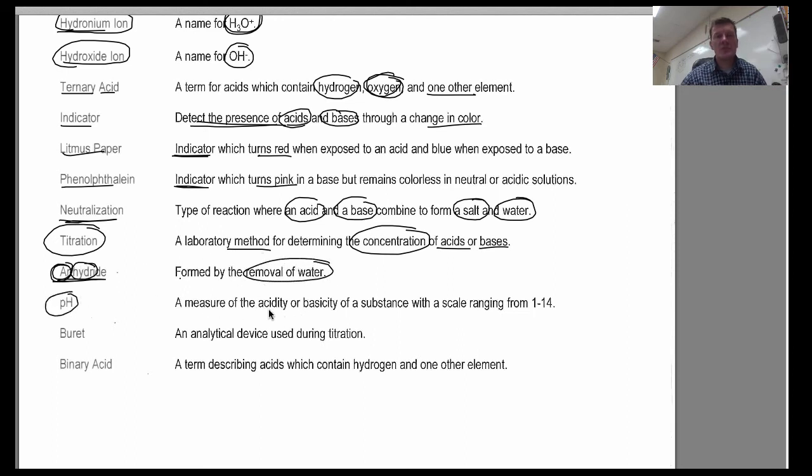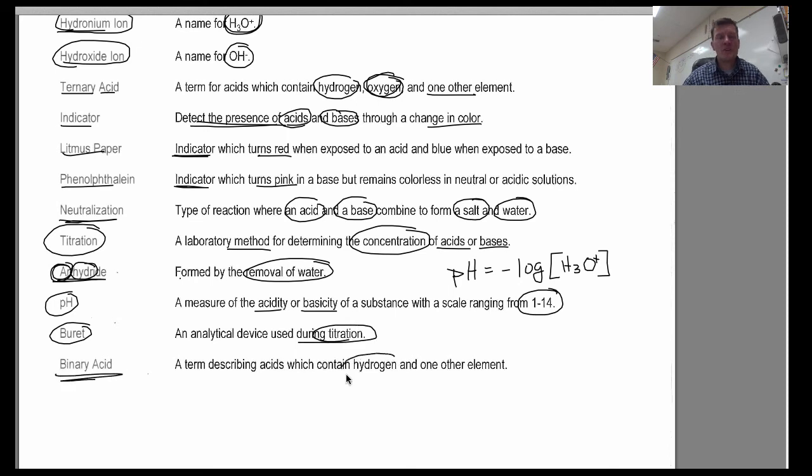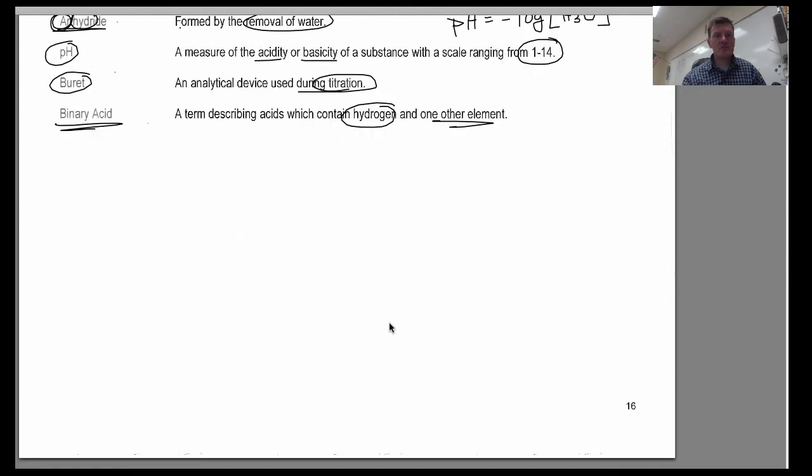pH, remember, is going to indicate whether it's acidic or basic, and it ranges from 1 to 14. The calculation is actually the negative log of the concentration of the hydronium ions. A burette is just a long glass tube that we use for titration, and a binary acid, remember, just has hydrogen and one other element. Okay, so there are some terms that you can just write down.